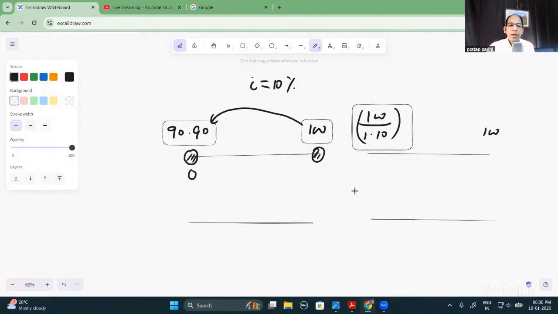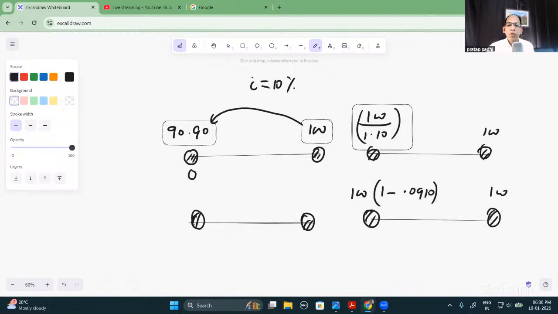If you write 100, this 90, you can write it this way also: 100 multiplied by (1 minus 0.0909). Okay. This is also the present value of 100. I can write 0.1 here. So this is also one way. That means 100 minus 9.09 is equal to 100 divided by 1.10. So how you write it depends. Okay. Both are the same.